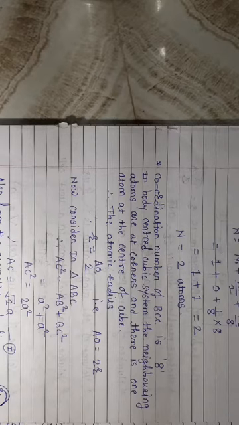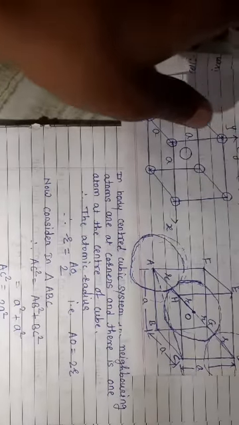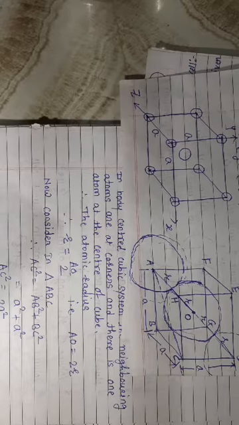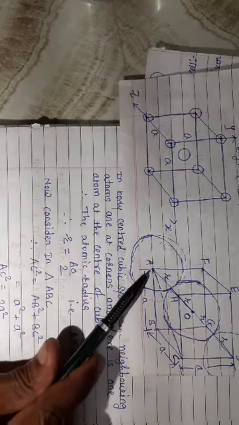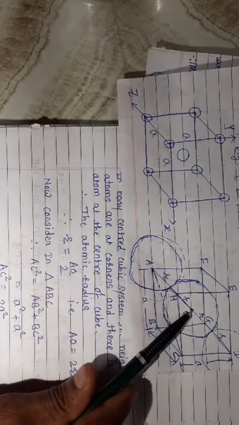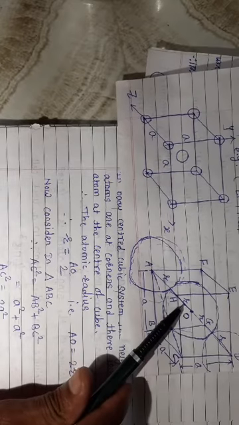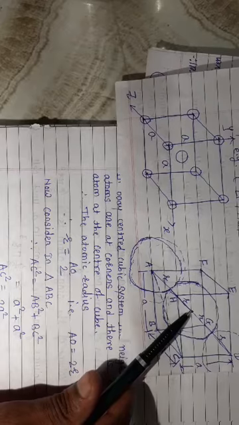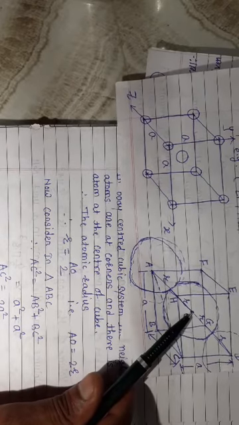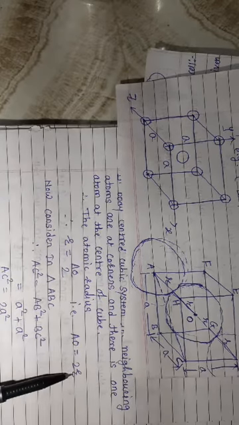Is it right? See, this is the diagram. This A to O distance is 2R. This distance is R and this is R. This is 2R, which means OA, the nearest neighboring distance, is 2R. That's why here OA is equal to 2R.